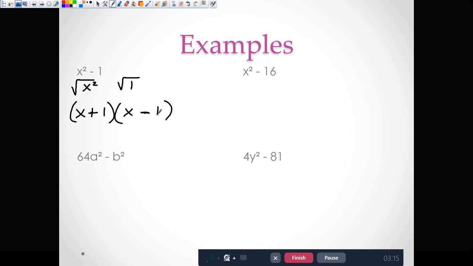All right, are these both perfect squares? Yes. Is it subtraction? Yes. So I'm going to square root the first term, square root the last term, and then make two binomials, one positive, one negative. So what's the square root of x squared? x and x. What is the square root of 16? 4. So 4 and 4.